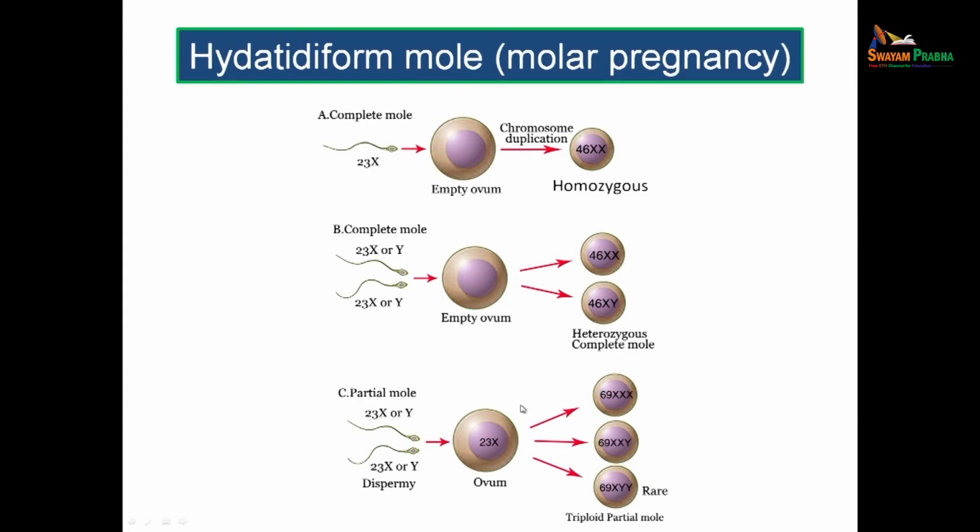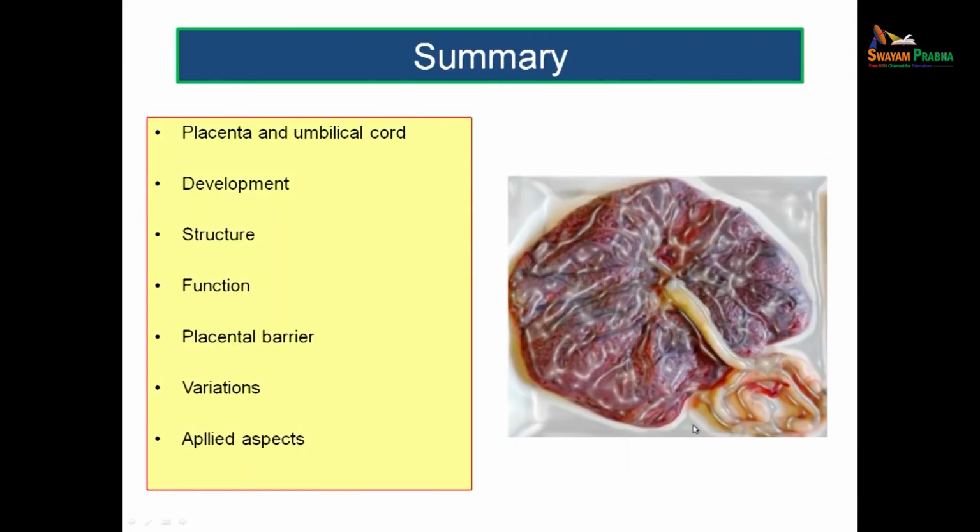So, these are the 2 different varieties of hydatidiform mole. One is complete mole and the other one is partial mole. One is having an empty ovum, whereas the other one is having an ovum, but at the same time you will be getting 2 sperms fertilizing and it will be a triploid state.